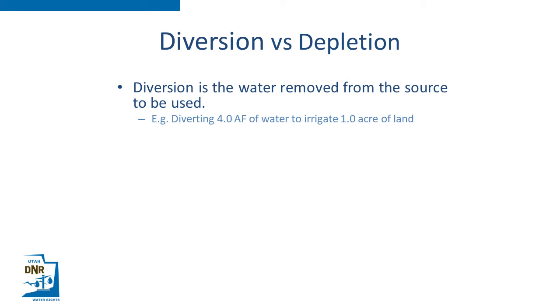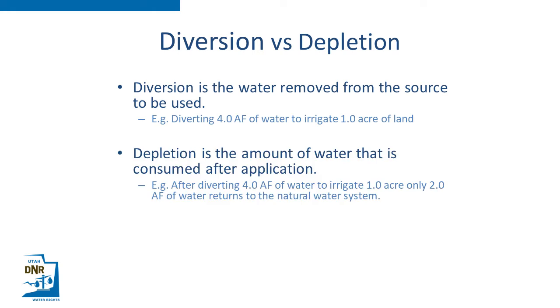Now let's go into diversion and depletion. So diversion is the water that is removed from the source. For example, diverting 4 acre-feet of water to irrigate 1 acre of land. Depletion is the amount of water that is consumed after the water is applied. For example, diverting 4 acre-feet of water to irrigate 1 acre of land, only 2 acre-feet of water returns to the natural system. The other 2 acre-feet would be either consumed by the crop or lost through evaporation.